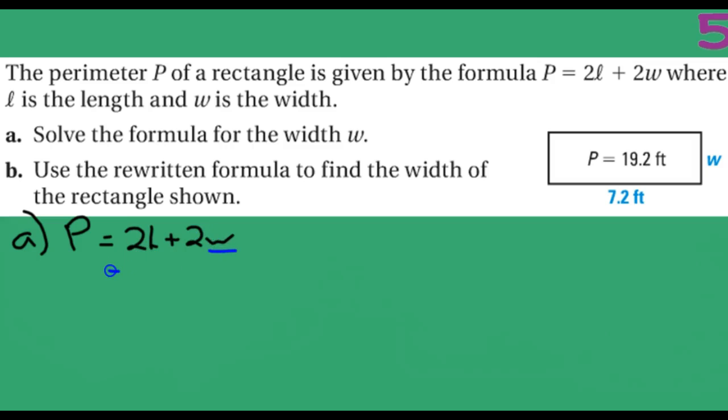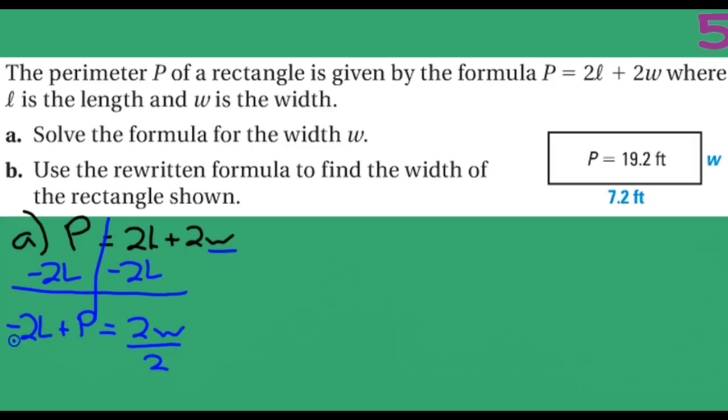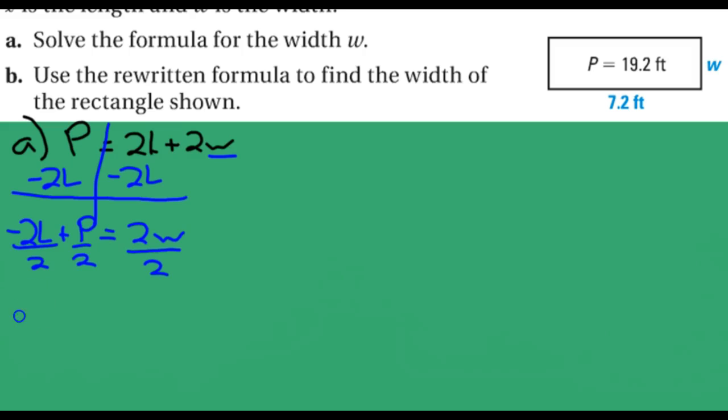So the first thing I'm going to do is subtract 2L to get it to the other side. So I'm going to have negative 2L plus P, because P is positive, equals 2W. Divide that by 2. Divide everything by 2. And I get negative 1L here plus P over 2 equals W.